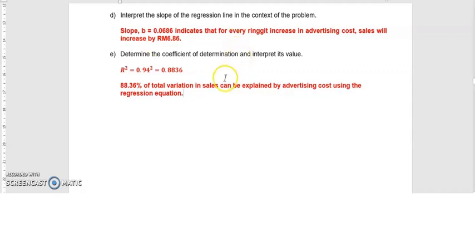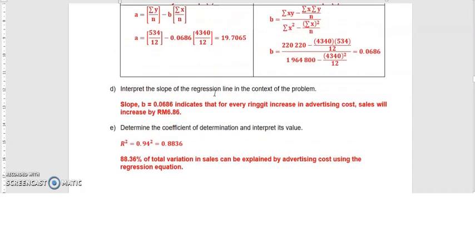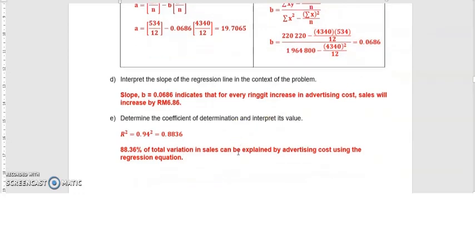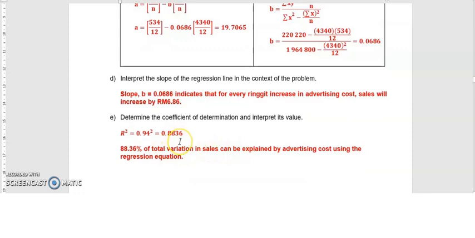So if we use the regression equation, what is the regression equation? Y equals 19.7065 plus 0.0686x. So by using the equation, the accuracy to predict Y is around 88.36%, meaning to say that it is good, right?